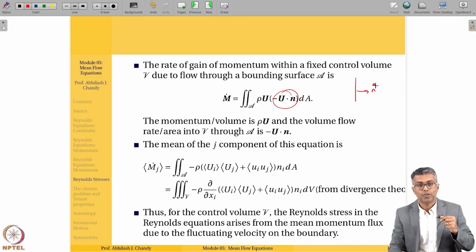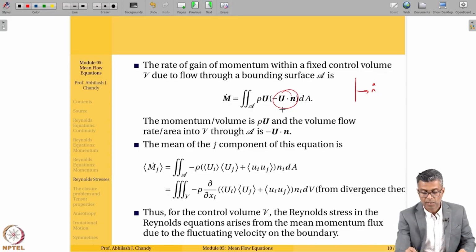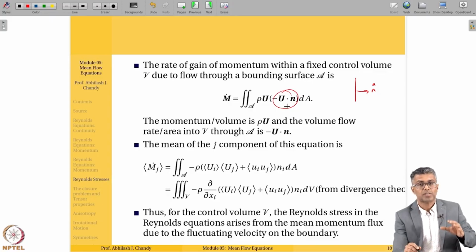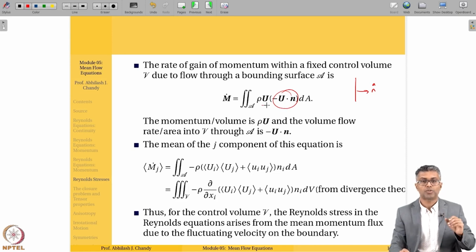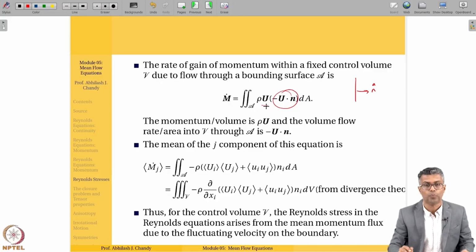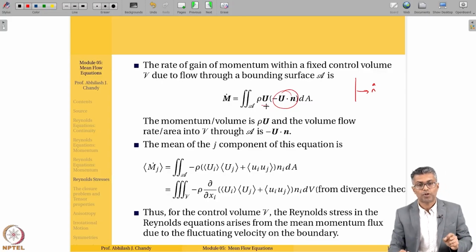So you have u dot n on that side, so that will be a scalar because it's a dot product. And because the momentum is a vector, you would need to have a u here so that you are now trying to find out the momentum in the direction of u. That's what you're trying to do.